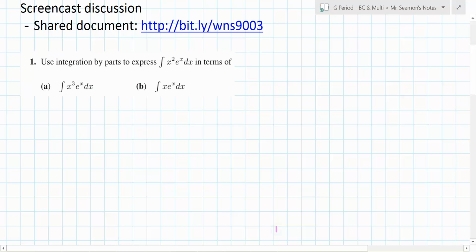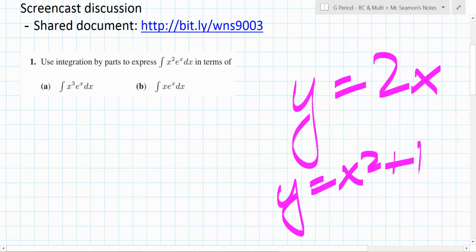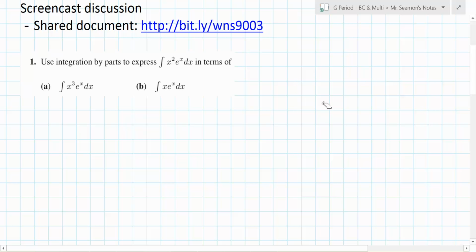Let's disassemble it. No, it's not super clear, but let's disassemble it. You've seen certain words in there before: use something to express something in terms of something else. Like you've seen it maybe like express y in terms of x, right? For example, y is now expressed in terms of x. Y is written in terms of x. Exactly. So they want you to use integration by parts to express this in terms of this.